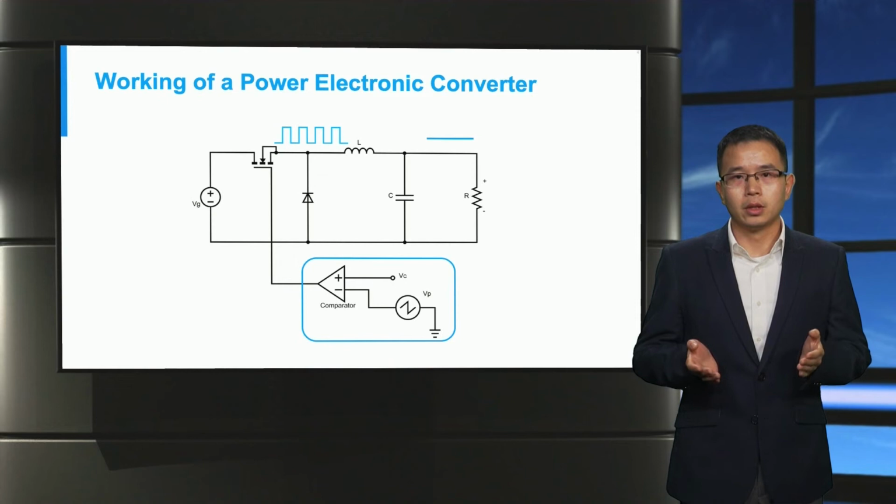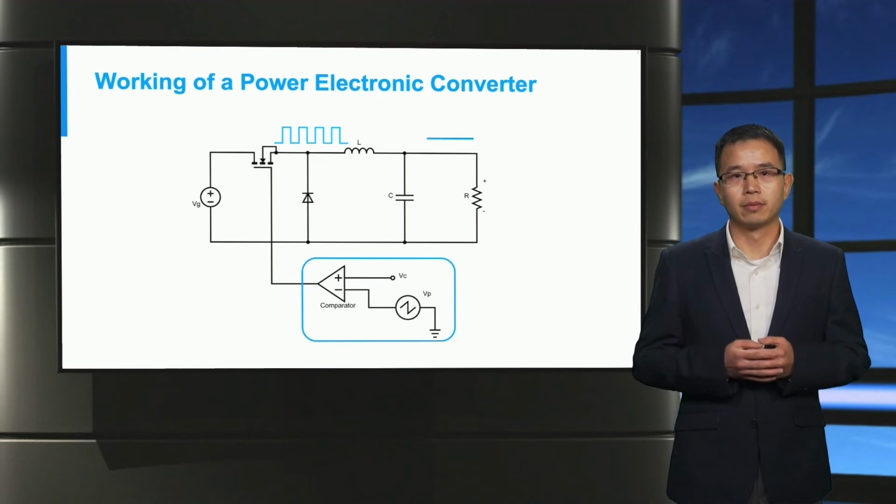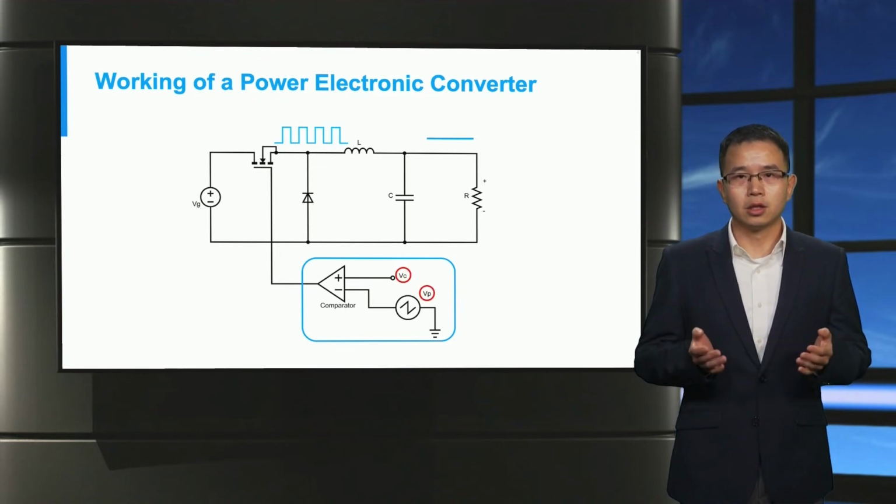The duty cycle is determined by the comparison between a reference signal VC and the carrier in the modulator. The voltage on the load can eventually be controlled by tuning the reference signal VC, and this is how a typical DC-DC converter works.